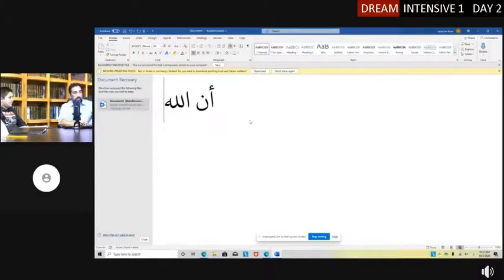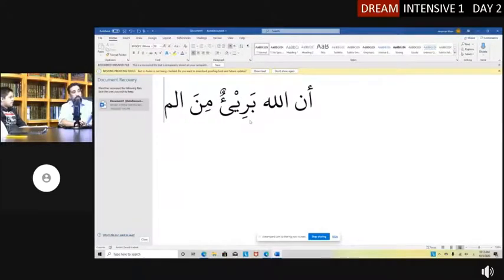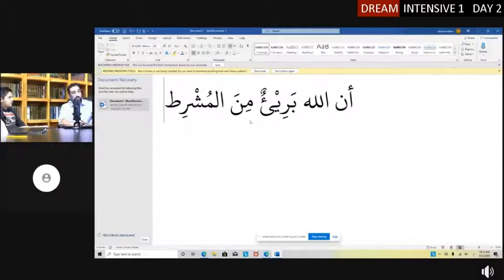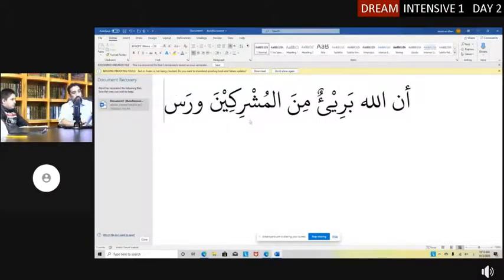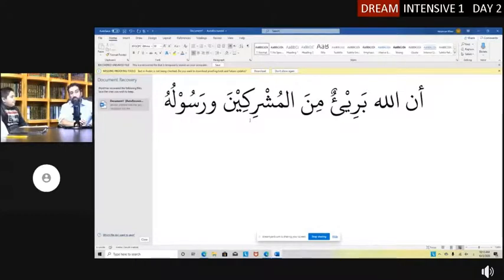أن الله بريء من المشركين ورسوله. This is an ayah of the Quran. What status is the word rasulu? Is it rafa or nasab or jar? Rafa, because of the u. And if somebody would say rasulihi, that would make it jar.